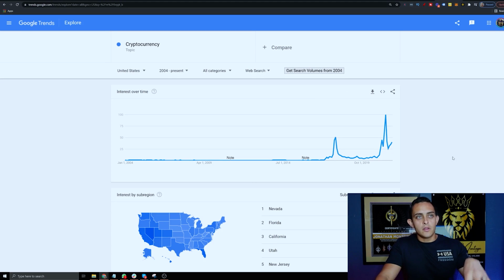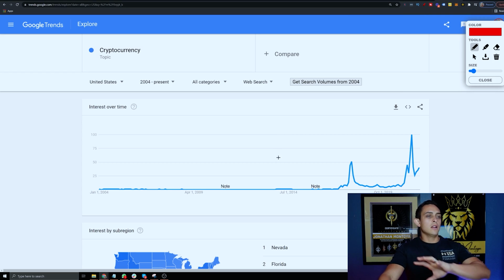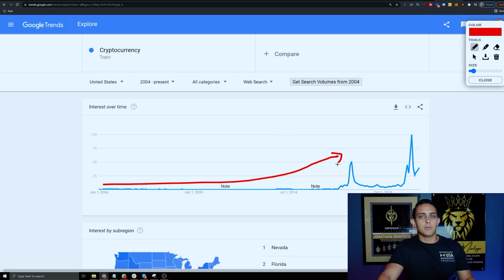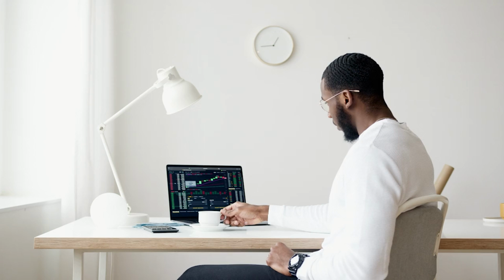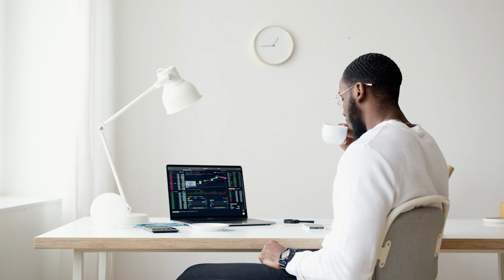Now I just want to show you this as well, why you should be investing in crypto. This is Google Trends. If I type in cryptocurrency, you'll see in just the last 10 years, it's really shot up as far as people are starting to really get interested in cryptocurrency and Bitcoin in general. Now you'll see spikes because the market will go up, it'll go down. But overall, people are starting to get very interested in cryptocurrency.